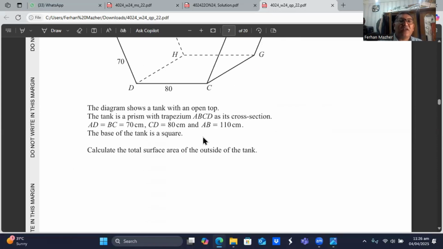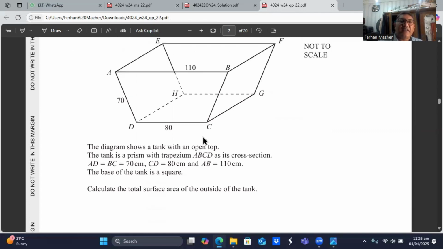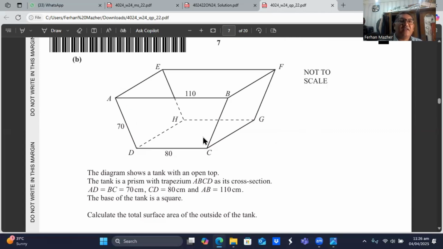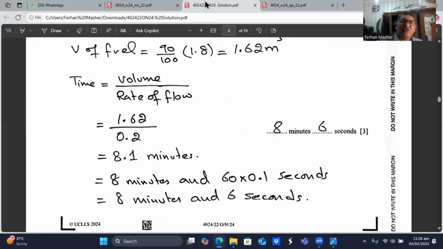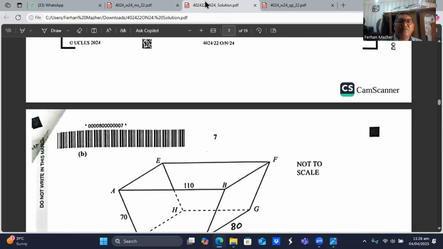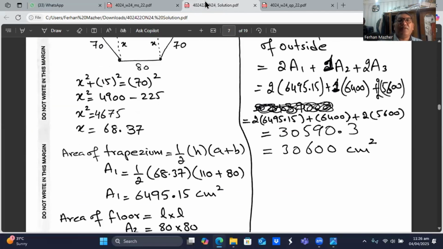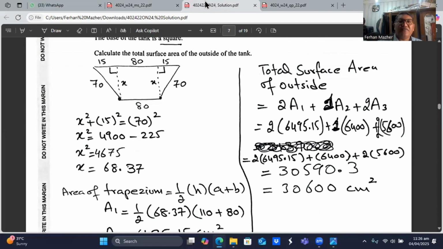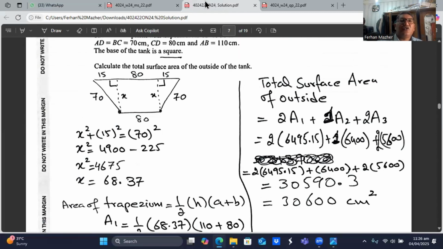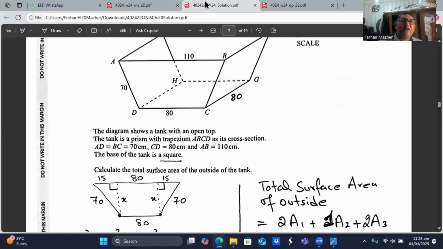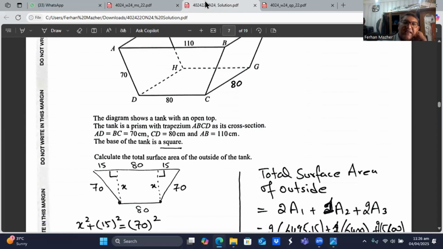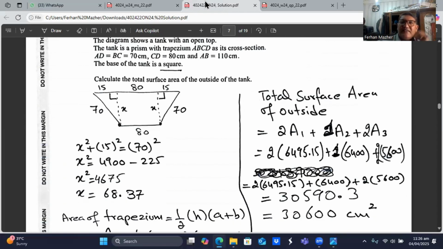So it's a 5-mark question. So we want to find out the total surface area of the outside of this tank. And let me show you, the solution is very simple. But there is one problem, that we do not know the height of that trapezium. So I will take this trapezium, the A, B, C, D, and here you can see this.